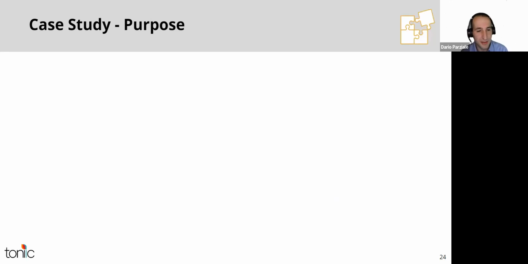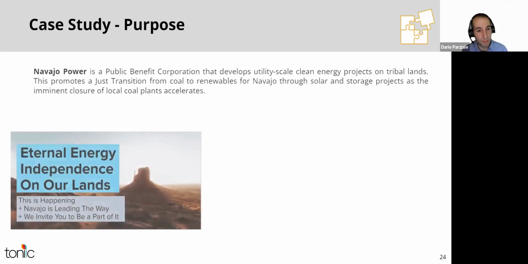The following two case studies are about purpose, accepting non-traditional terms to meet the needs of an investee, such as unconventional or no collateral loans, self-liquidating structures, smaller investment sizes, higher transaction costs. The first example is about Navajo Power. This is a public benefit corporation that develops utility-scale clean energy projects on tribal land in the United States.